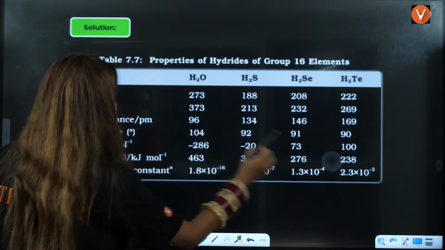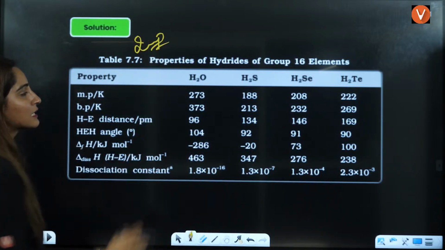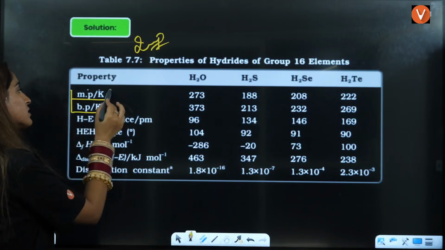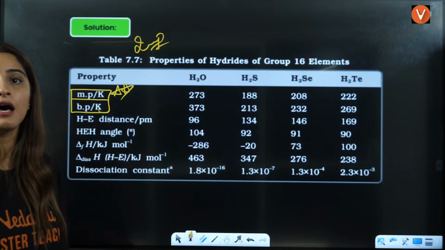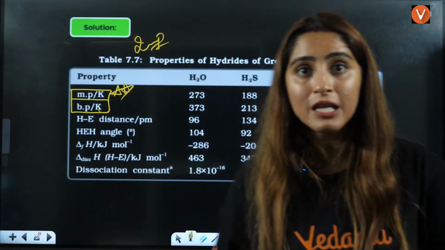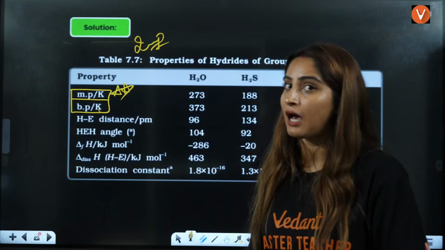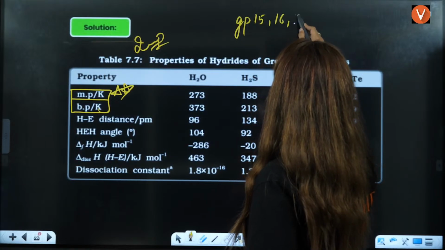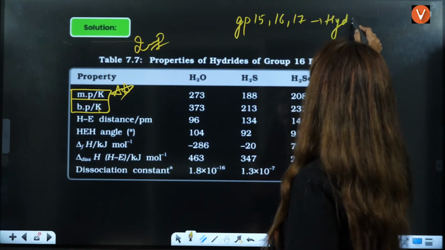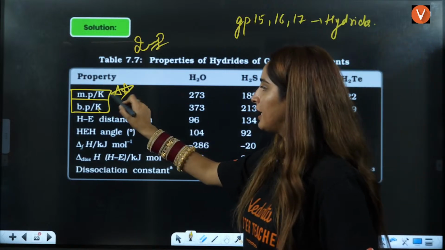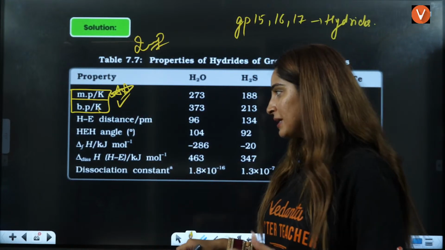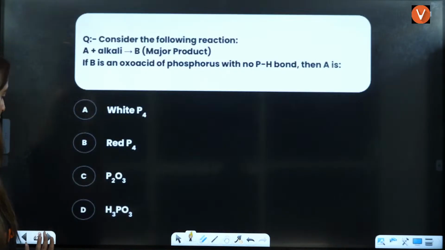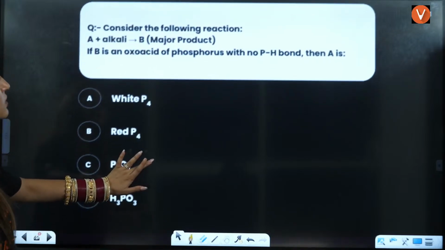Very, very important chart from your NCERT, that this is the melting point order, this is the boiling point order. These two orders are very important. And the hydrides of the halogen family and the hydrides of the oxygen family are very important also. Group number 15, 16, 17 hydrides, and the values of melting point, boiling point, stability, dissociation energy, all of them are very, very important for you. Right? Okay. Next question is, consider the following reaction.